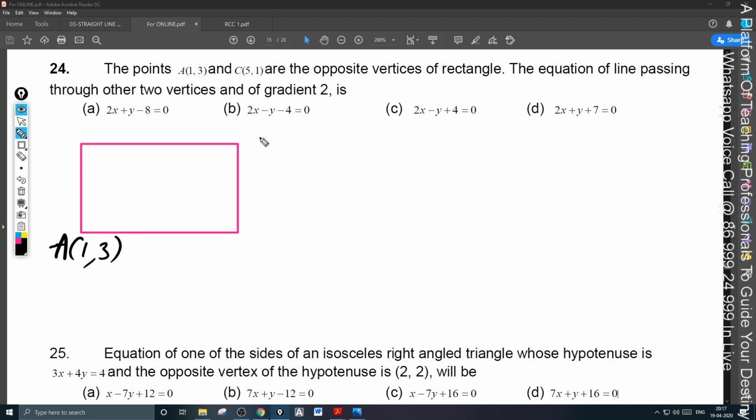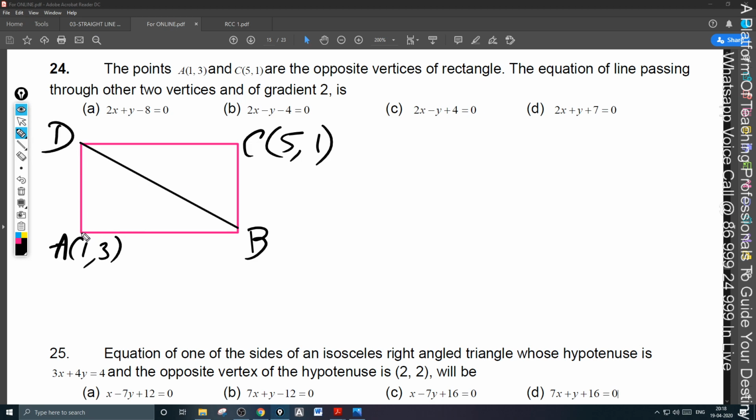So C(5, 1). These are the opposite vertices of the rectangle. The equation of the line passing through the other two vertices of gradient 2. We need the other two vertices. So these are the other two vertices, and we need this line equation. Let the points be B and D. We need the line equation of BD.